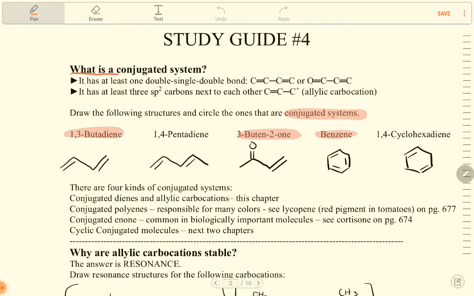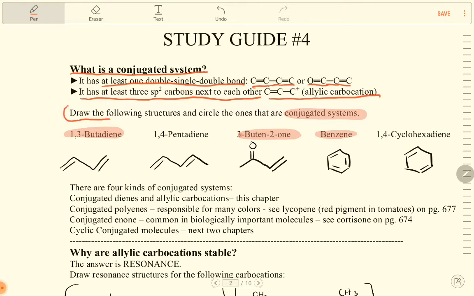What is a conjugated system? It is at least double, single, double bond. So C double bond C, then single bond and double bond. And you can see O double bond C, single bond C, double bond C. Now it has at least 3 sp2 carbons next to each other. So that is an allylic carbocation, C double bond C, single bond C, positive charge.